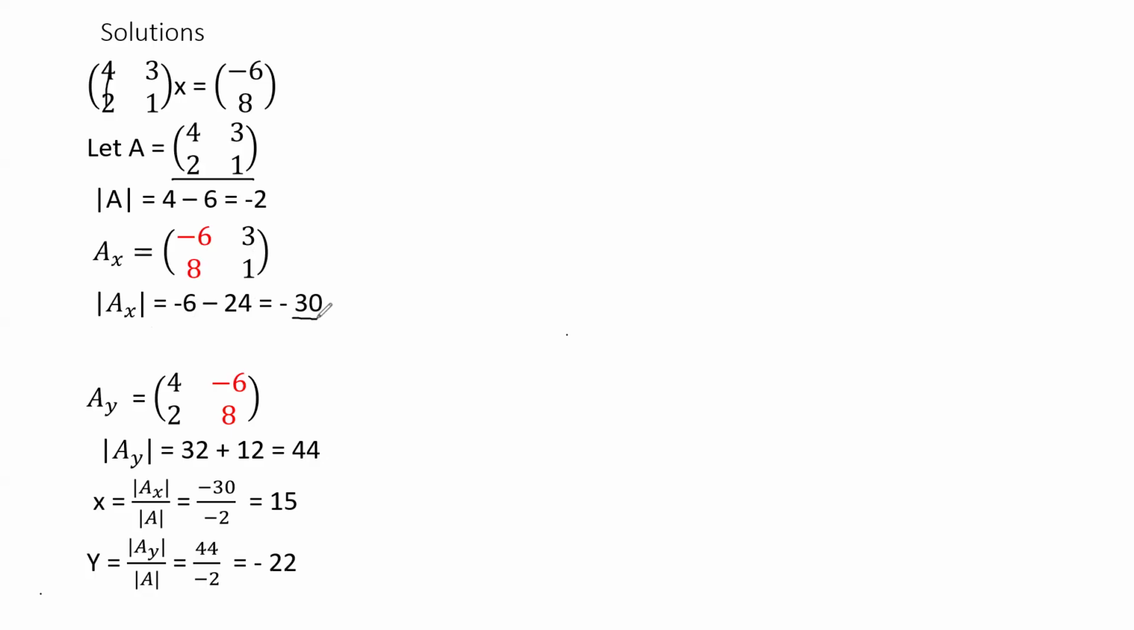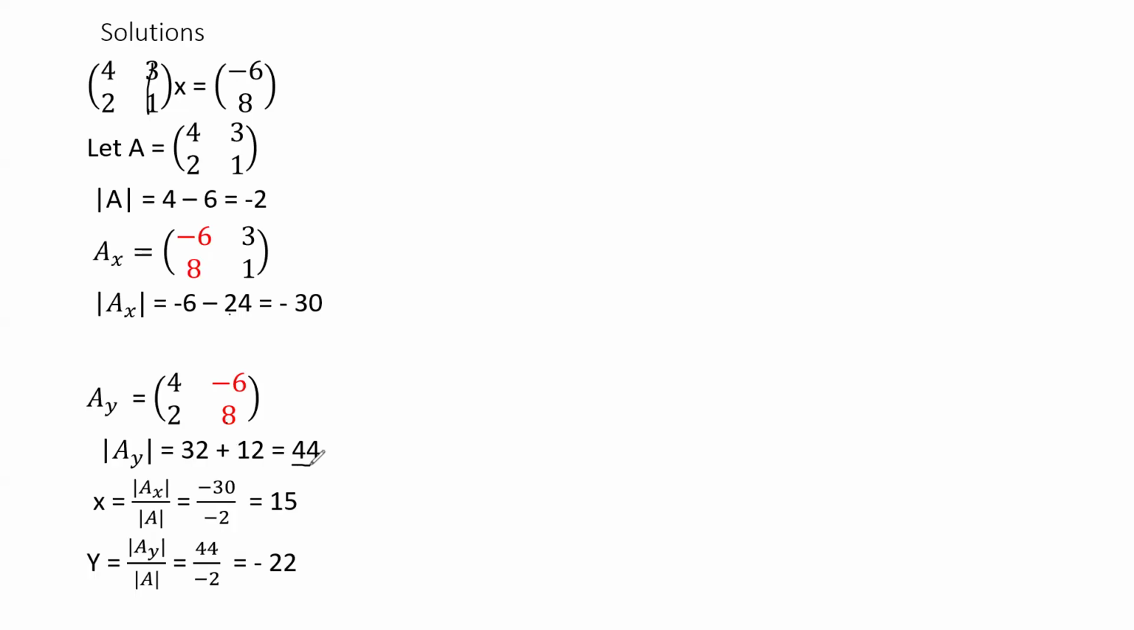Yes, sir. Let's go to find matrix AY. What should you do there? How can you find matrix AY? We replace the second column here by what? By B, minus 6, 8. That's what you have here. Of this AY, so 4 times 8, minus negative 6 times 2, negative 12. Become 32 minus 12, which is 44.